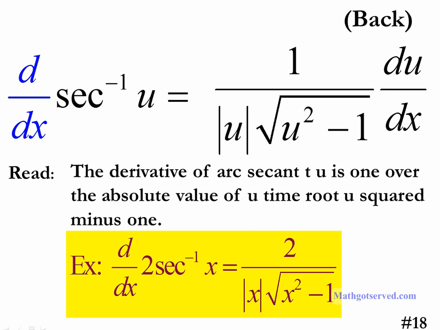Now let's take a look at an example. The derivative of 2 arcsecant x is equal to, you factor out the 2, using the constant multiple rule. You can factor out a constant from a derivative of a function. And then when you differentiate arcsecant of x, you have 1 over the absolute value of x, root x squared minus 1.